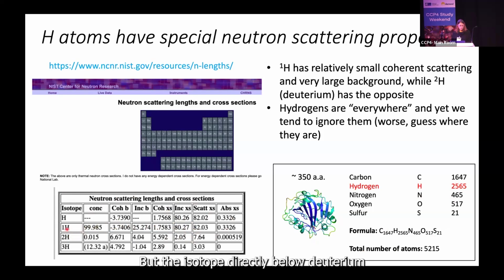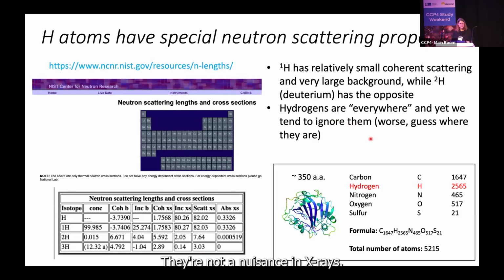But the isotope directly below hydrogen, deuterium, has a much lower cross-section and actually a very strong positive scattering signal. So simply by replacing as many hydrogens as possible with the isotope deuterium, you can really dramatically improve your experimental data. So hydrogens are in fact everywhere.